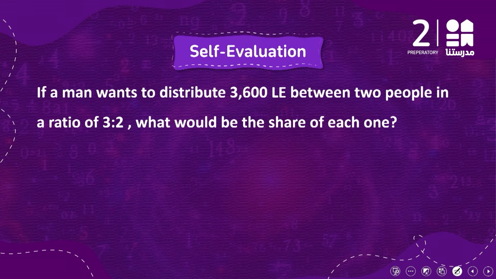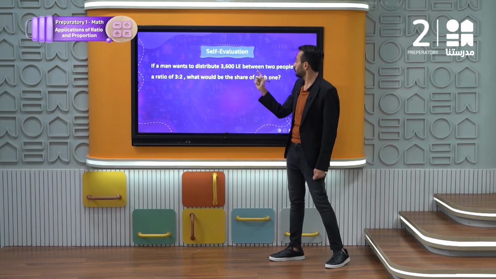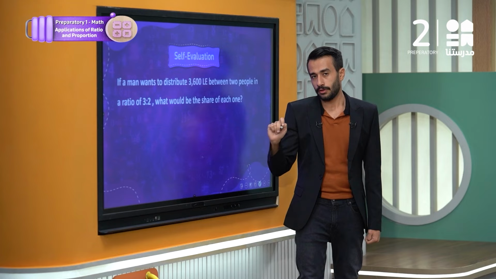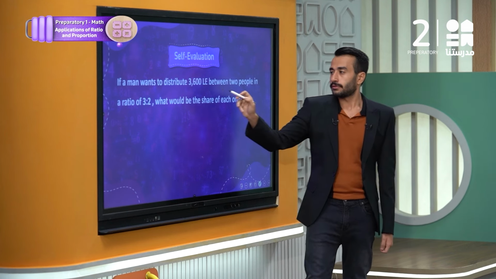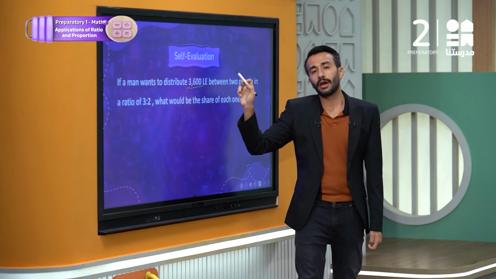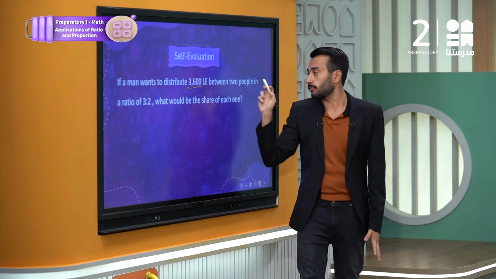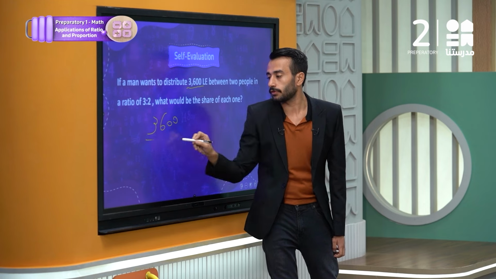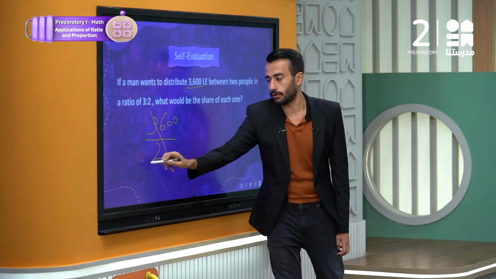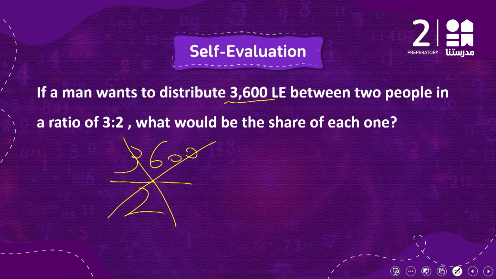If a man wants to distribute 3,600 between 2 people in the ratio 3 to 2, what would be the share of each one? Take care here. There is a common mistake many students fall into. Some people say if this is the amount and we need to share this amount between 2 people, we can simply make 3,600 divided by 2. No, I'm sorry, this is wrong. Why? If you take this amount and divide by 2, it means you distribute this amount equally, and that means both of them will take the same.